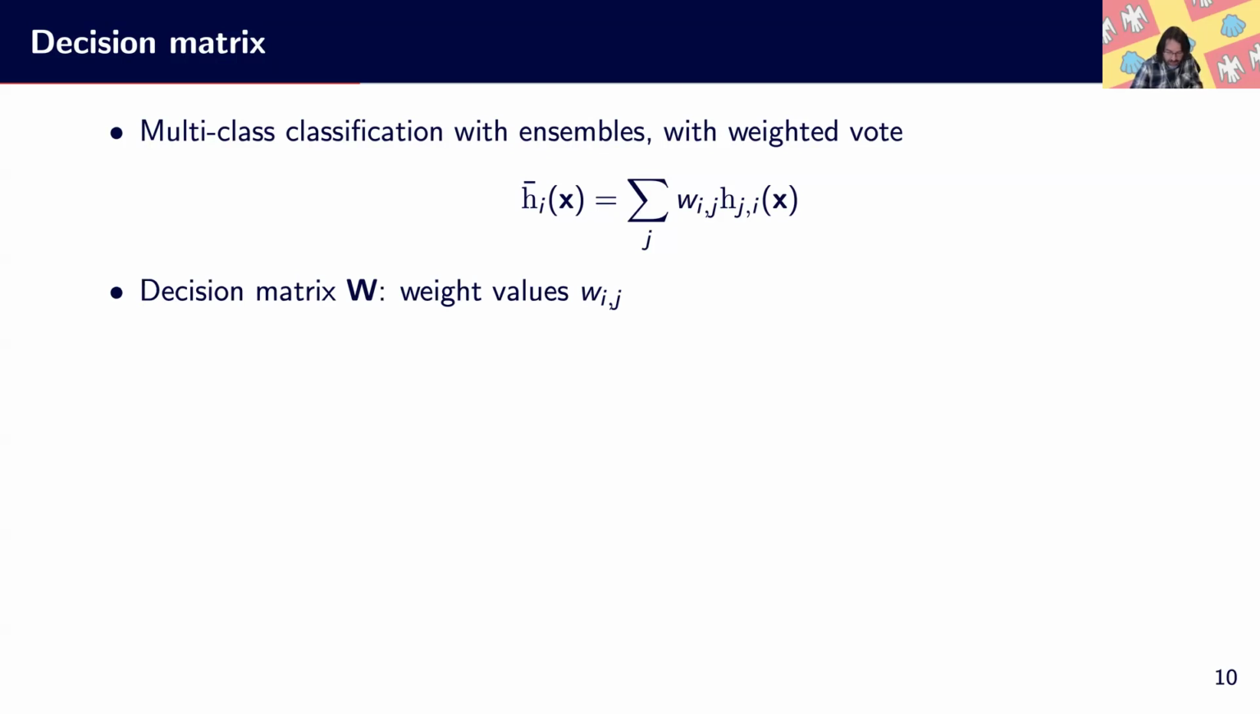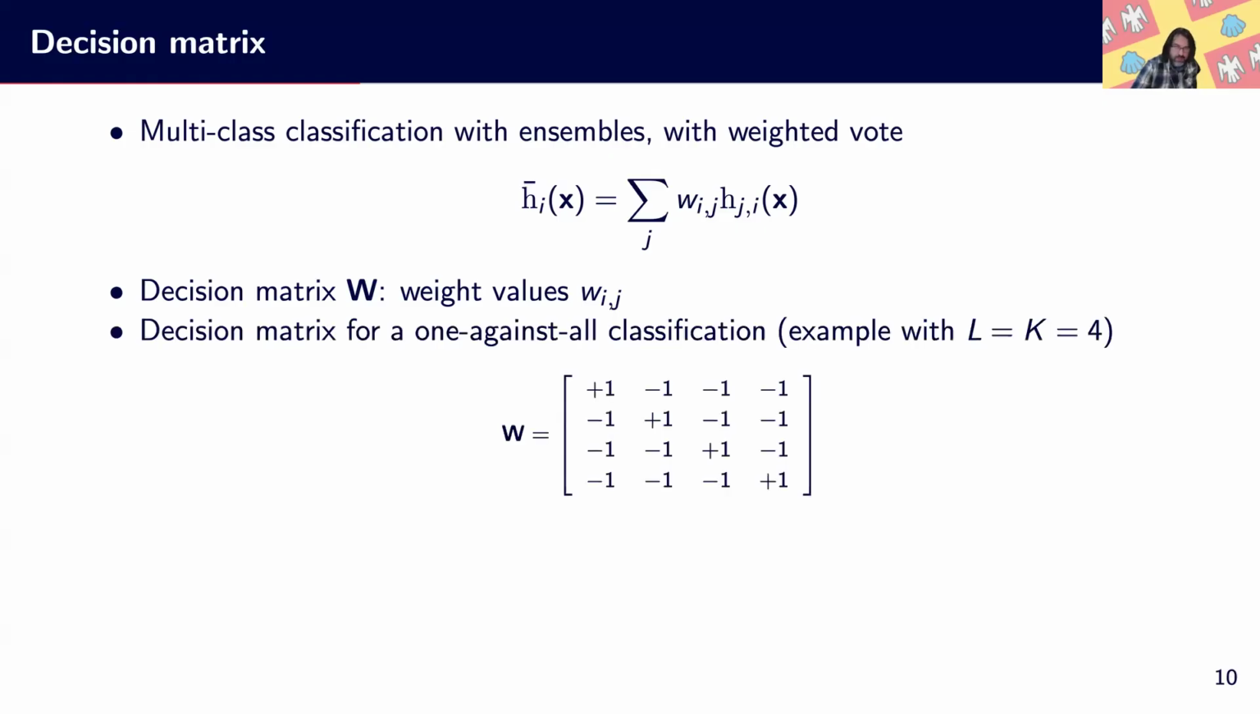So Wij basically means that we are dealing with class i because we are looking at H_i bar. So basically, the decision for class i from classifier j. This weight allows us to give the value for the decision from classifier j for class i. And as such, we can build a decision matrix for different cases.